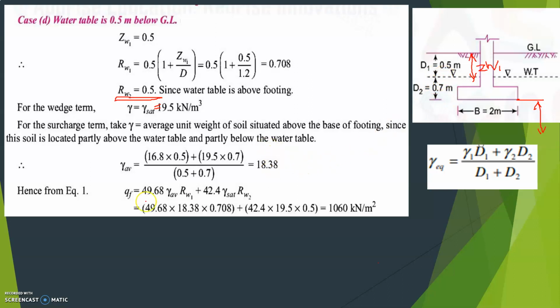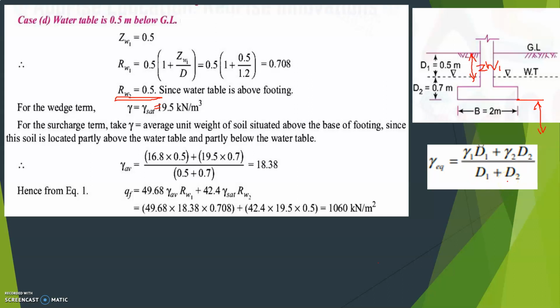But how to calculate gamma average? In this case, this is the formula. All these formulas I have given while explaining the lecture. Please go through that, you will understand. So now in this case, gamma average is given by this formula, that is gamma 1 d1 plus gamma 2 d2 divided by d1 plus d2.